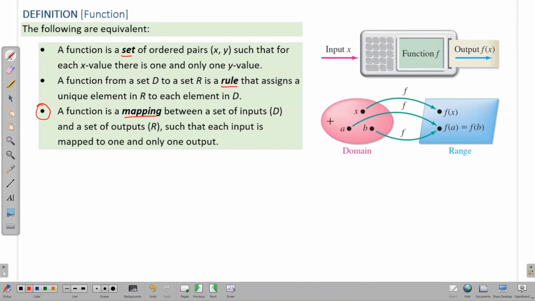So if we look at this typical mapping diagram here, these are our set of inputs, which we call the domain, and every input gets mapped to one and only one output. Now what people usually get confused with is here we have 2 separate input elements. They both get mapped to the same output. That's okay. What we can't have is an input that gets mapped to 2 separate outputs. This x value, if I included this arrow here, it's mapping to this point, but it's also mapping to this point. And for a function, that's not allowed.